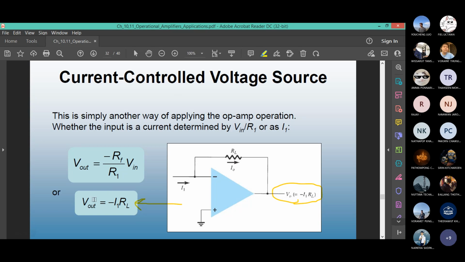Current controlled voltage source. Now you want some output voltage, but instead of thinking about input voltage, you are thinking in terms of input current. How are you going to change I1? I1 is V in minus V minus divided by whatever resistance you have. There's R1 hidden. If you change either R1 or the input voltage, you change I1. Same idea.